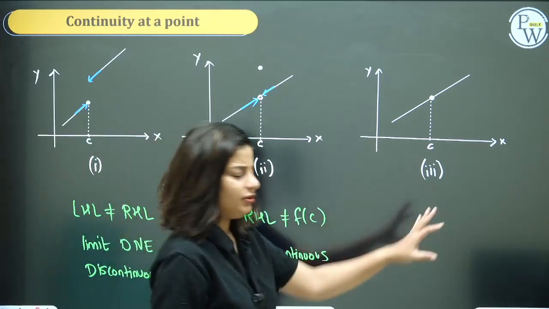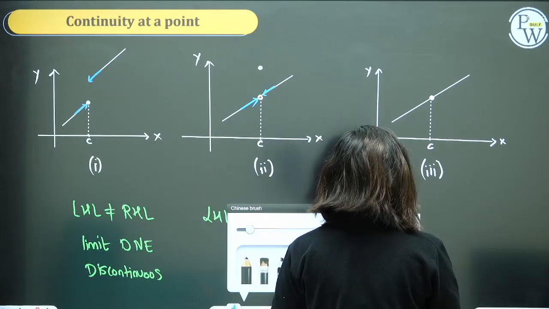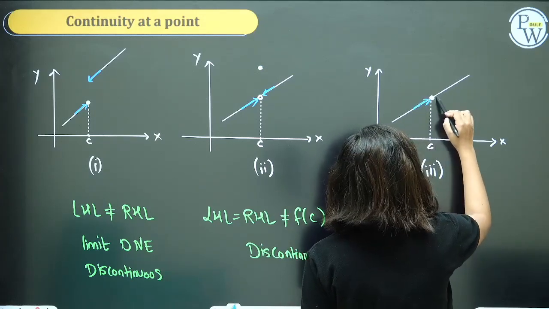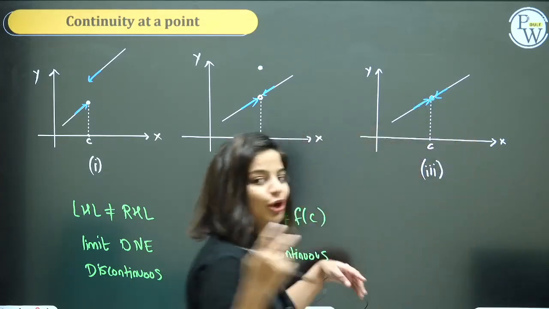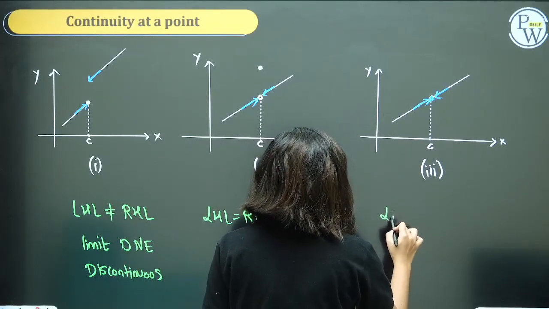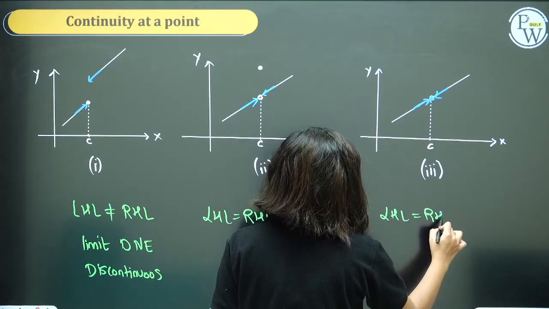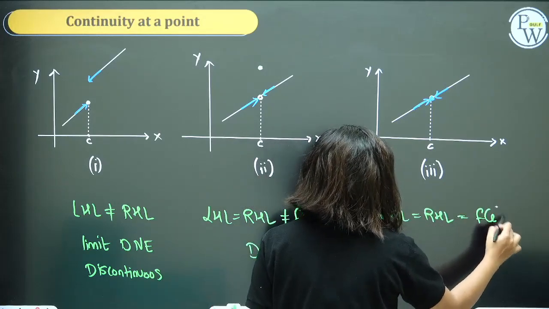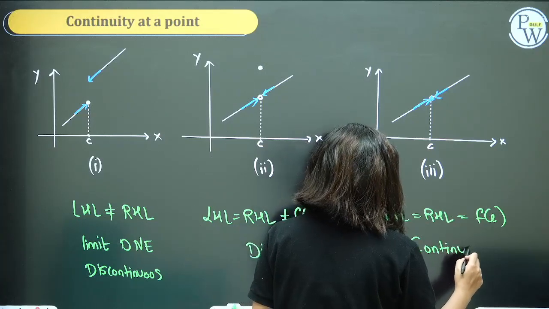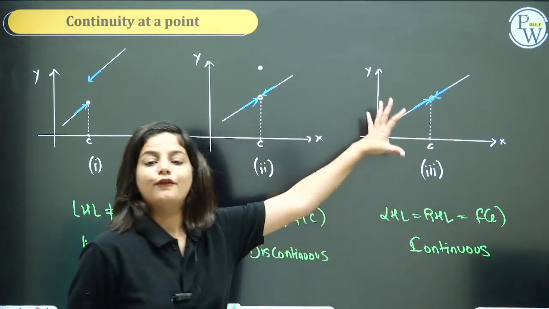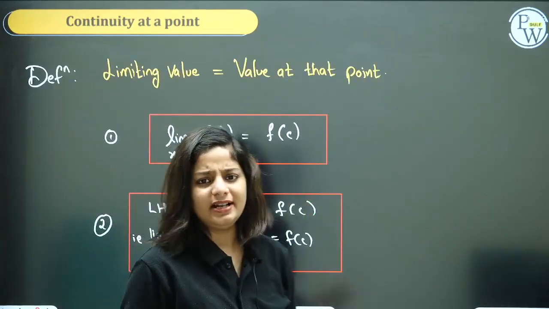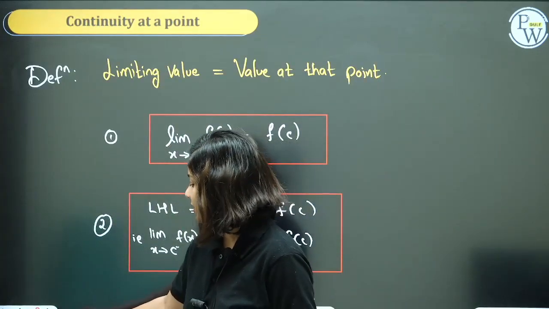And what about the third graph? Ma'am, in third graph, we can see that everything properly matches. Your left hand, right hand, and at that point, all three at one place coinciding. LHL is equal to RHL is equal to f of c. It is called as continuous function. Can you understand? That's the theory of the continuity at a point.